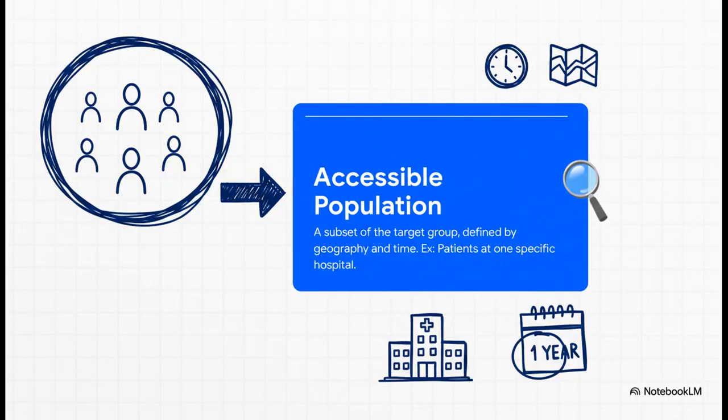Okay, but let's be realistic. You can't possibly reach every single person in that target group, right? So that brings us to the next level down, the accessible population. This is the group you can actually physically get to. It's all about what's realistic, based on geography and time. So for our study, maybe it's just the PCOS patients who show up at one particular hospital's outpatient clinic, say between January and December of one year.